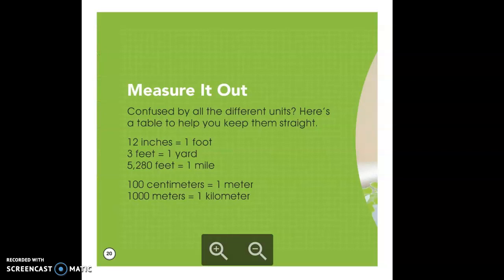Measure it out. Confused by all the different units? Here's a table to help you keep them straight. And again, the first 3 in the list are part of the US customary system, the standard units of measurement that we use in the United States. And then the last two are part of the metric system, which the rest of the world uses. You can just see that 12 inches is equal to 1 foot. So that would be a ruler. So if you can think of what a ruler looks like.